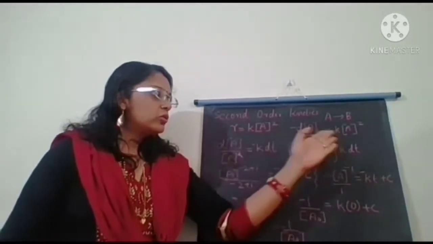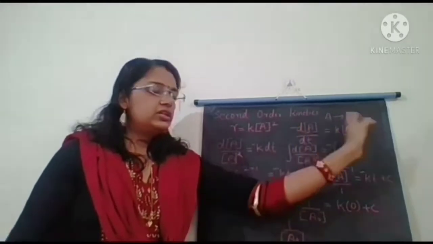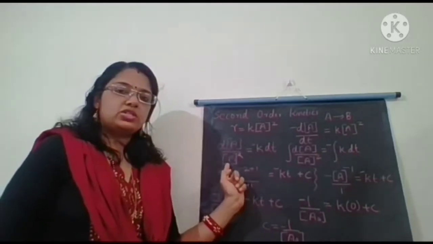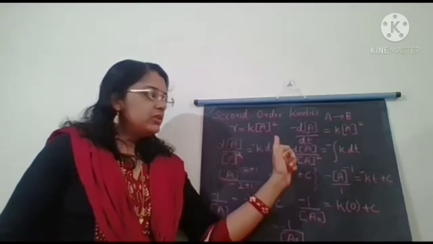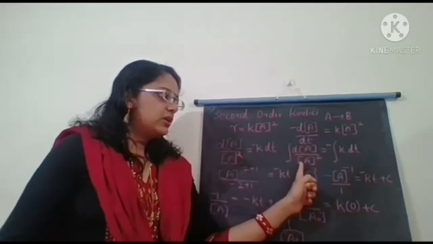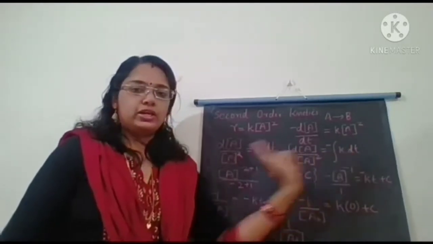Then on cross multiplying, that is keeping dA on one side and dt on the other side, we can rearrange it as dA divided by concentration of A square is equal to minus K dt. Then we can integrate on both sides, that is, integration of dA divided by concentration of A square is equal to minus integration of K dt.